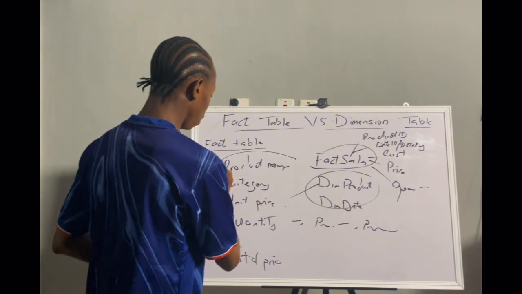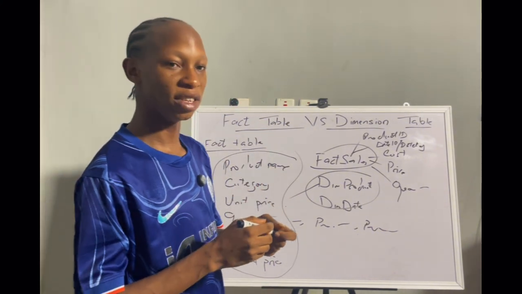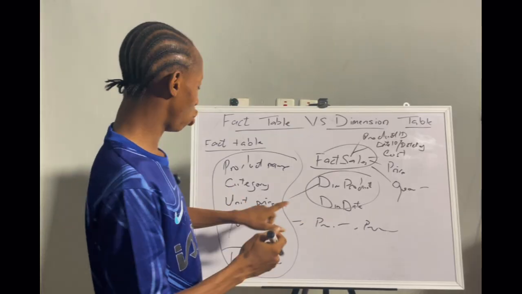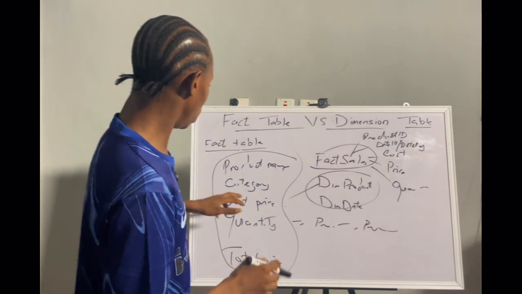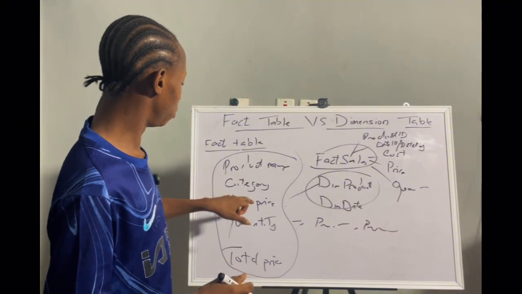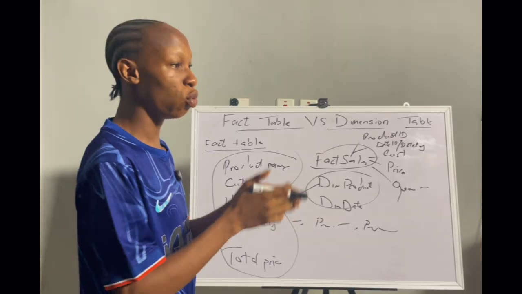So the receipt contains all these items. Which of these items is going to your fact table? Which of the items is going to your dimension table? Now, you can see that we have product name and product category. So these two data are still describing what you purchased.